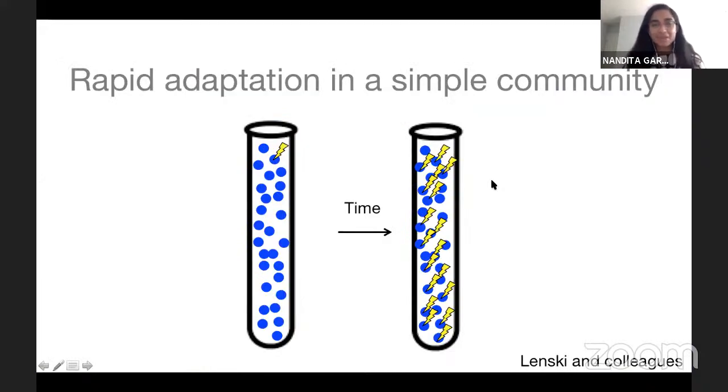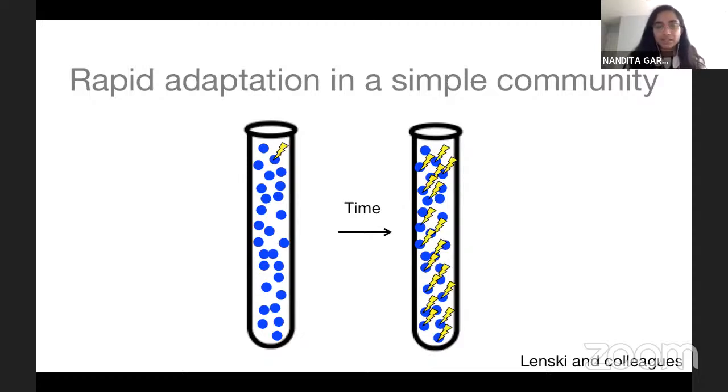So we've learned a lot about evolution in the lab. For example, famous experiments by Lenski and colleagues have shown that E. coli grown in test tubes in the lab can evolve rapidly and repeatedly. But this picture of evolution comes from a simple community in which you just have one species being cultured in a test tube.